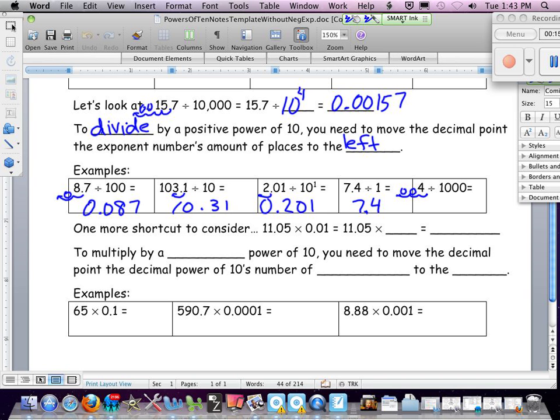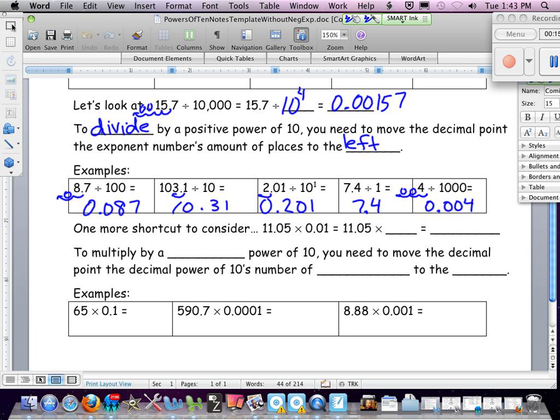So who can tell me what I get as a result of 4 divided by 1,000? Yes, ma'am? 0.004. And again, my ones digit should be in the thousandths place now. Tenths, hundredths, thousandths, 4 thousandths.